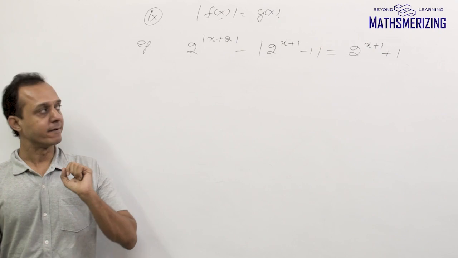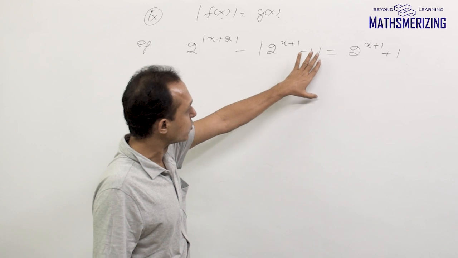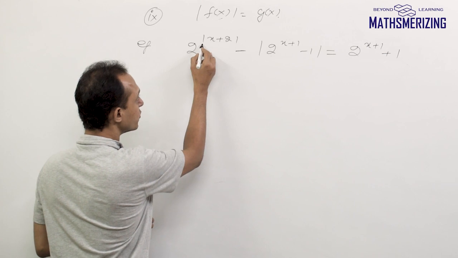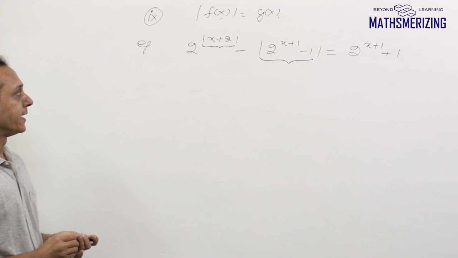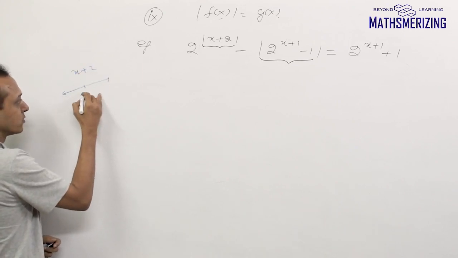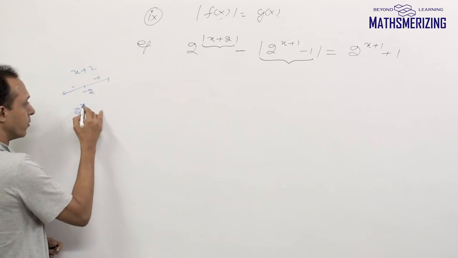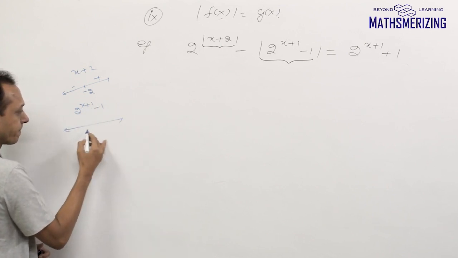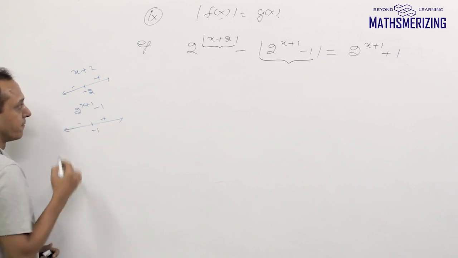So the question is, solve the equation 2 to the power mod x plus 2 minus mod of 2 to the power x plus 1 minus 1 equals 2 to the power x plus 1 plus 1. So I see two modulus functions, which are mod of x plus 2 and then mod of 2 to the power x plus 1 minus 1. So for this x plus 2, I know the definition will change at minus 2. So this is plus and this is minus. And for 2 to the power x plus 1 minus 1, if I put it to 0, I'll get x as minus 1. So when x is greater than minus 1, this is plus. And before that, it'll be minus.